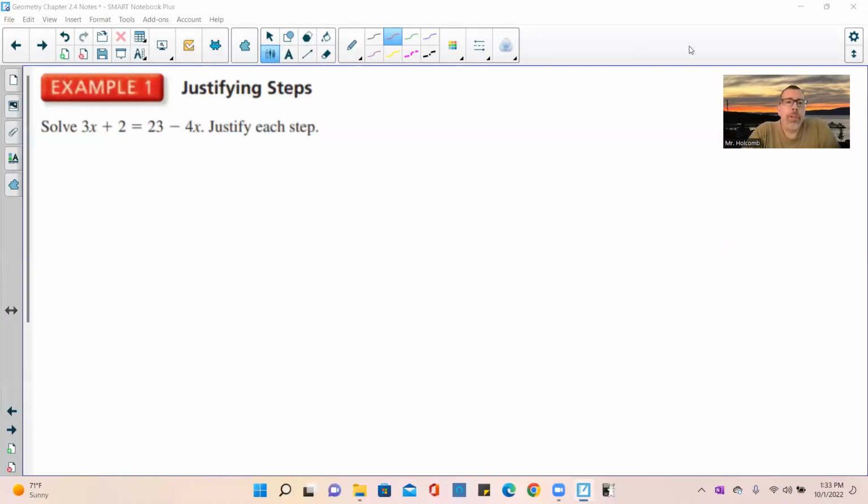Okay, so example 1, justifying steps. It says solve the equation 3x plus 2 equals 23 minus 4x. Justify each step. Okay, so I'm going to stop right there and say something about what we're doing here. It's order of operations.